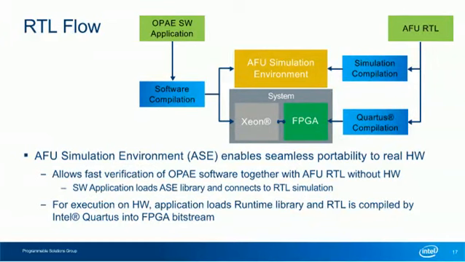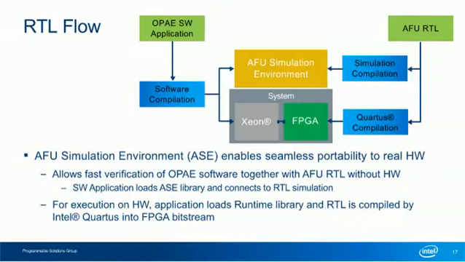With the RTL flow, it's important to take advantage of the AFU simulation environment, or ASE. This simulation feature offers application developers the ability to seamlessly port both the software and RTL code from the simulation environment to real hardware without modifying either source. The simulation environment supports both the OPAE software layer on the software side and the CCIP protocol on the AFU side. With ASE, users can verify OPAE software together with AFU RTL without the availability of FPGA hardware.